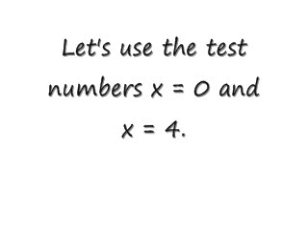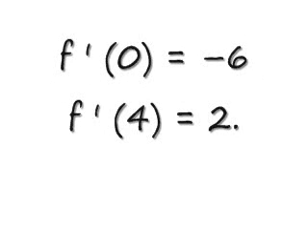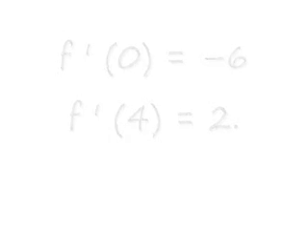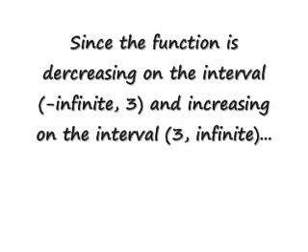Next, pick test numbers in these intervals and then plug them back into f prime of x to get the sign of f prime of x. And if there's a change, then you know there's a relative extrema. For my test numbers, I chose x equals 0 and x equals 4. First, you plug in x equals 0 to f prime of x, and you get 0 minus 6, which is negative 6. So that's negative. Then you try x equals 4, and you get 8 minus 6, which is positive. So since it changes from negative to positive, you know there's a relative minimum at x equals 3.